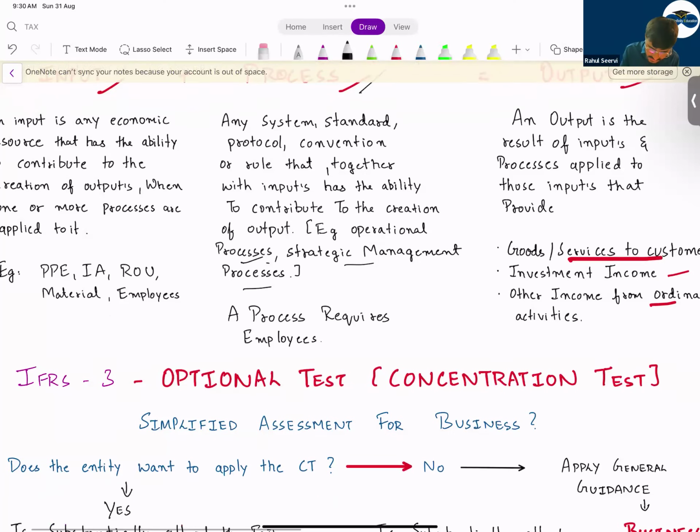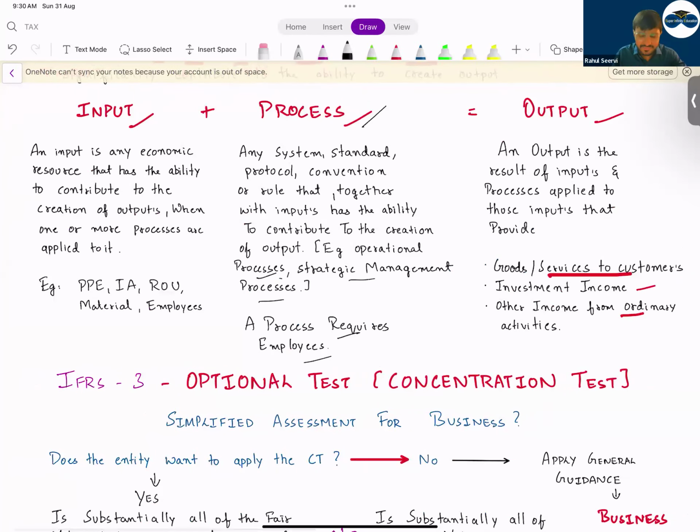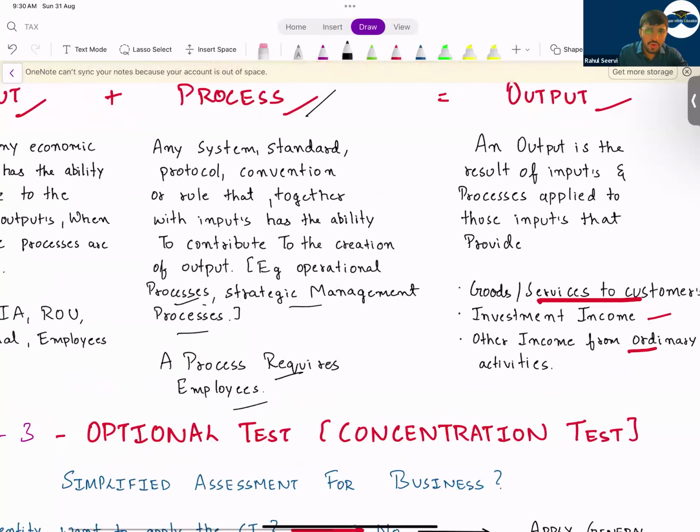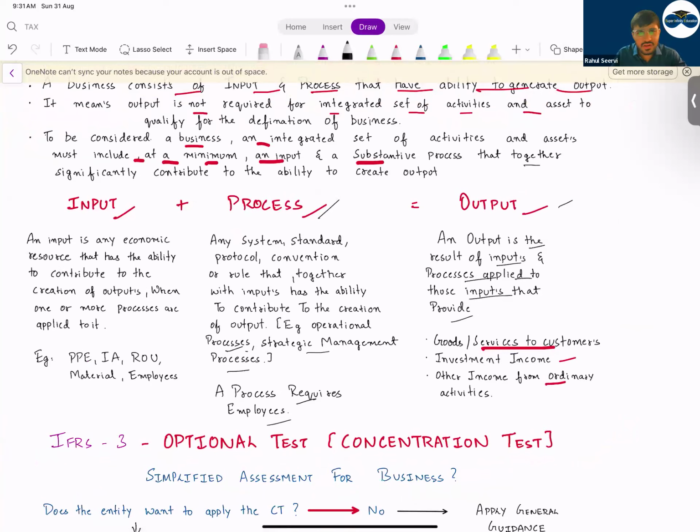Understand that a process will require employees. So input should be there, process should be there, so that we can generate output. And output is the result of input and processes applied to those inputs that provide goods or services to customers, investment income, or any other income other than the ordinary activity of the business. So this is the definition which you apply and you can write down your answer.